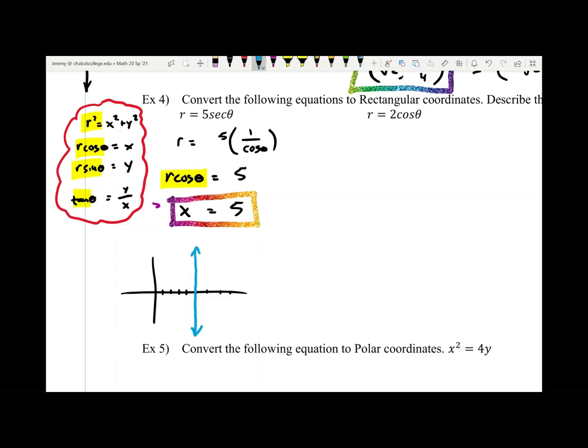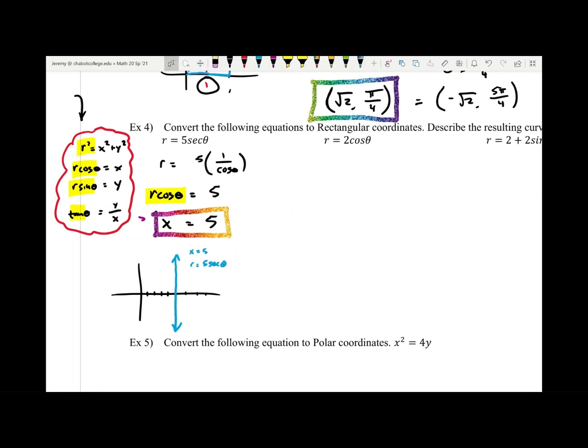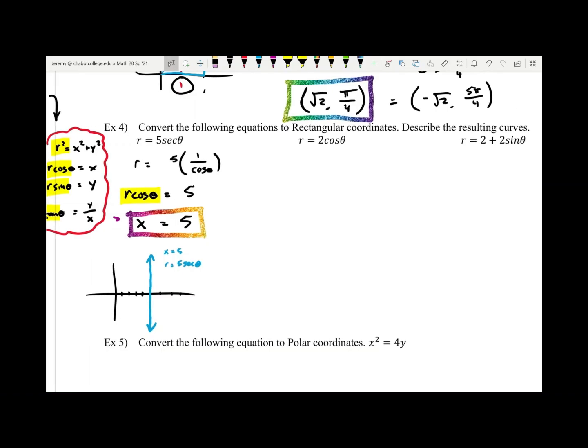Okay, so if we were graphing in the rectangular coordinate system, this is the equation, x equals 5. In the polar coordinate system, in order to get this line, the equation would be r equals 5 secant theta. So pretty strange, I know, but there it is. All right, let's try another one.